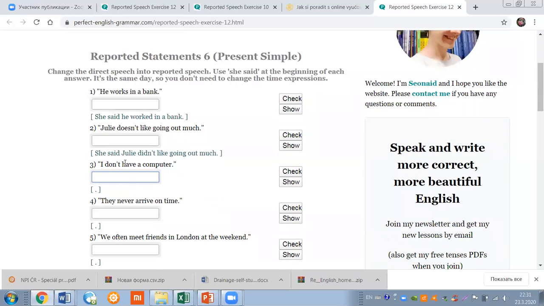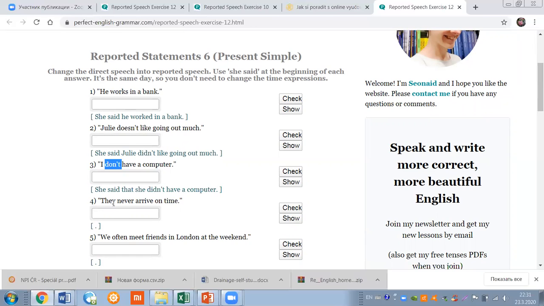Number 3, I don't have a computer. So she said, and we go on. She... what's the past simple of "don't"? It's "didn't". So let's see. She said that she didn't have a computer.